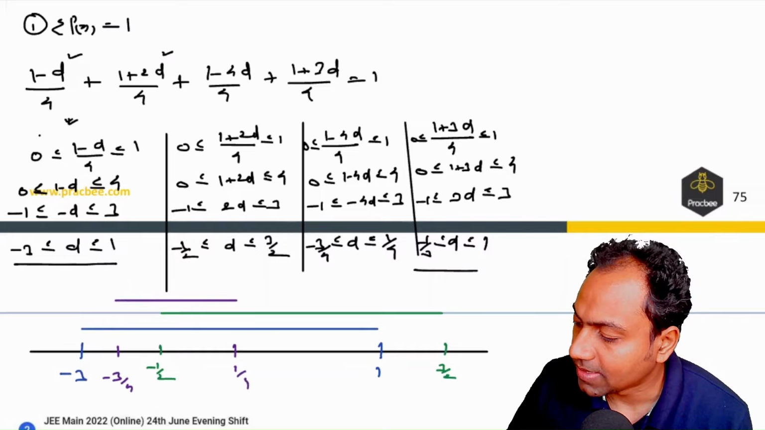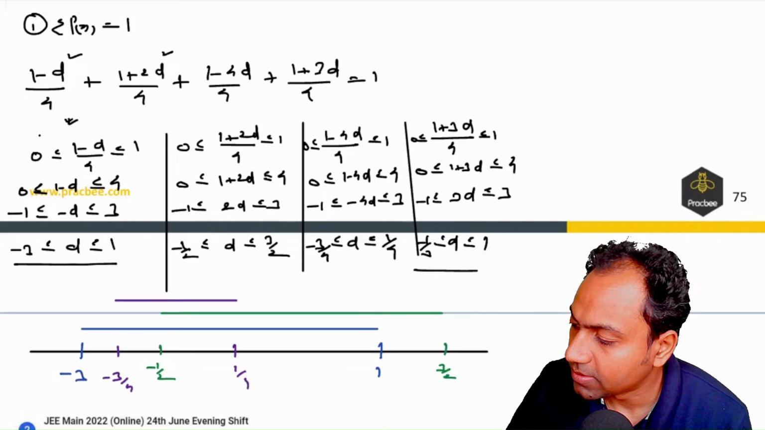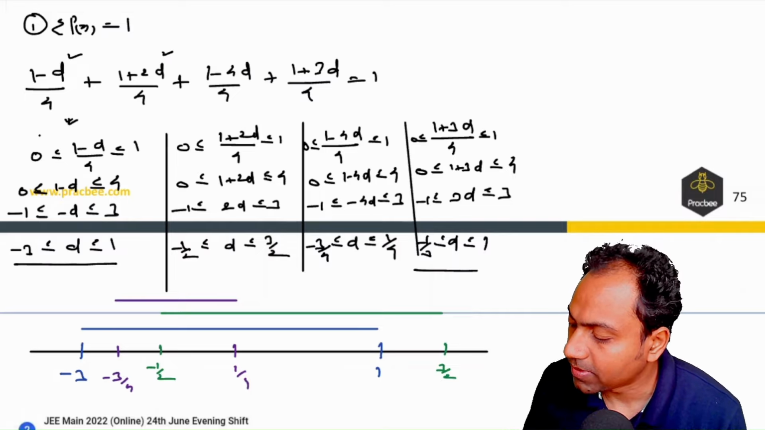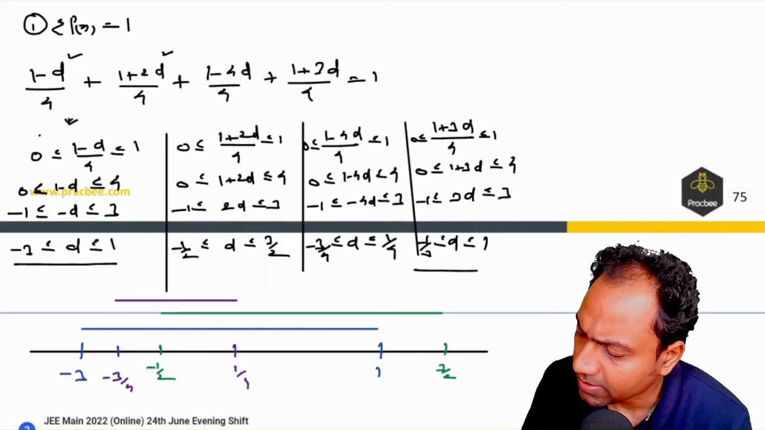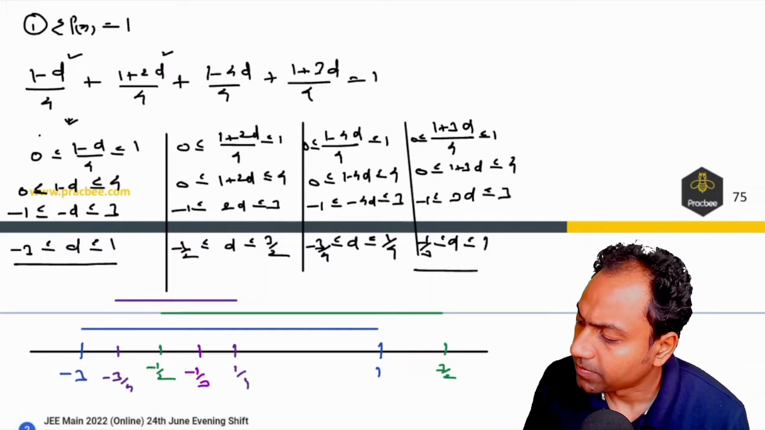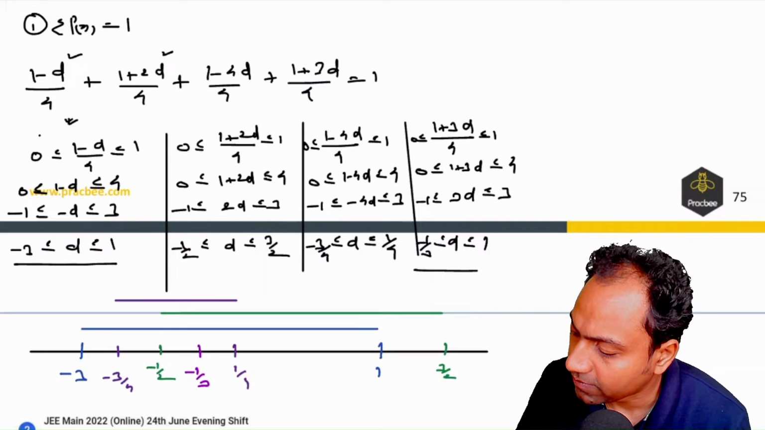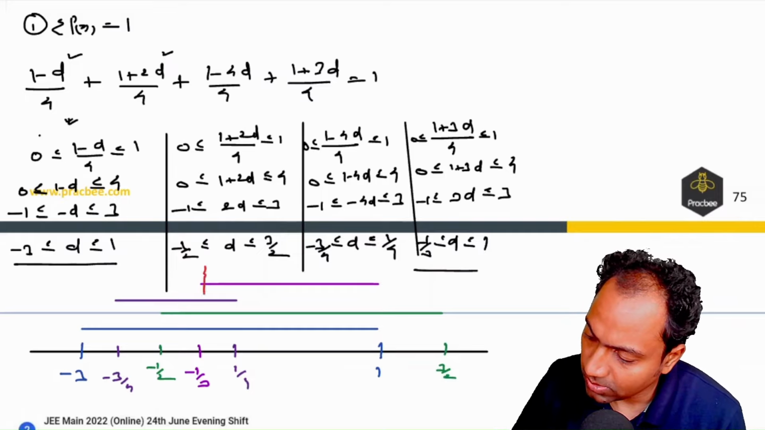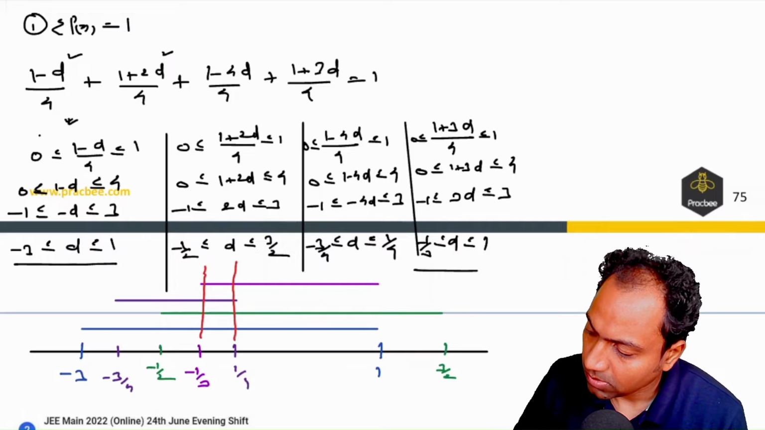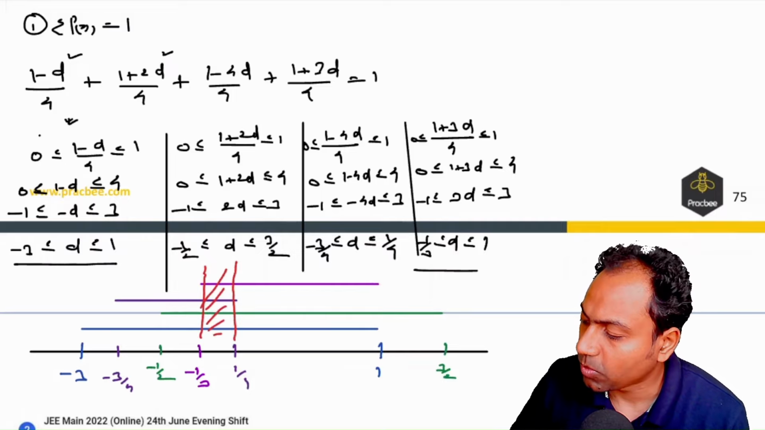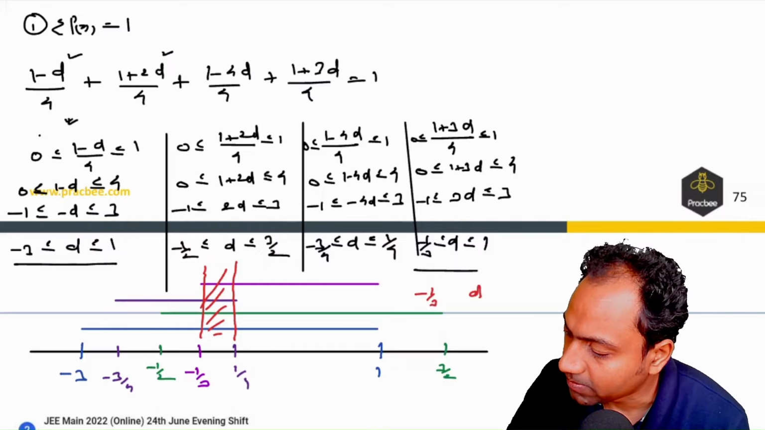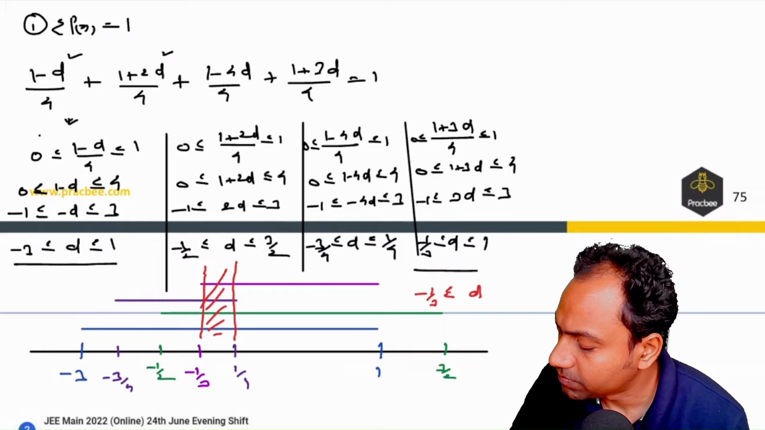And the last part says that it needs to lie between -1/3, which would be somewhere here, to 1. If you see the intersection of all of these, only in this region are all of them present. So the possible value of d, considering all the conditions, should lie between -1/3 to 1/4.